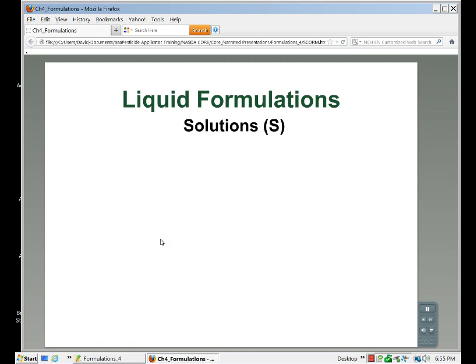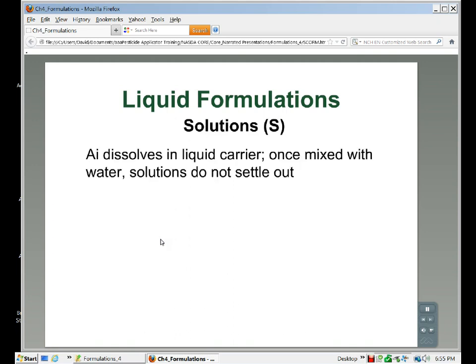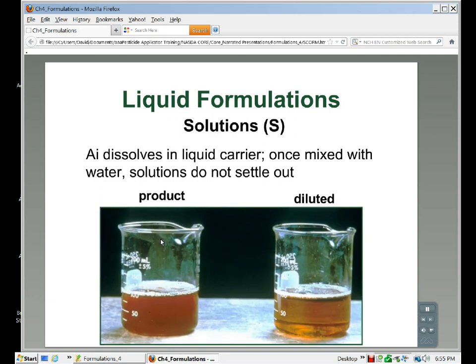Some pesticide active ingredients dissolve, like whiskey, in water. When mixed, they form a solution that won't settle or separate. Solutions may be used in any type of sprayer, indoors or outdoors.